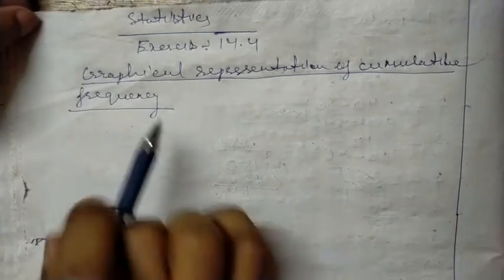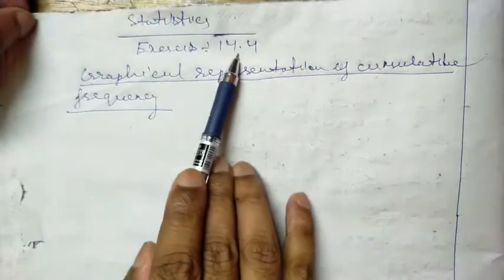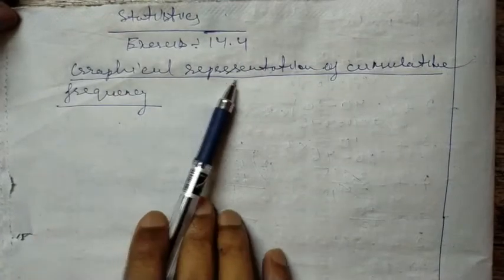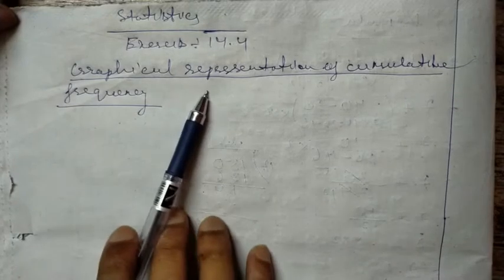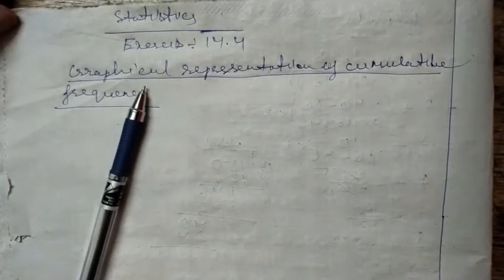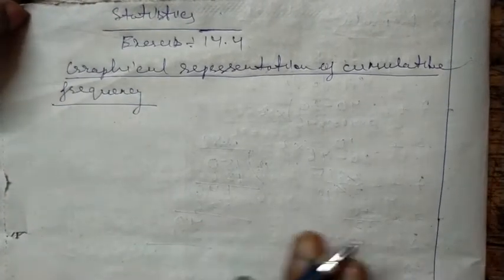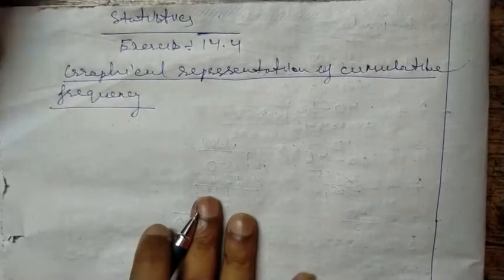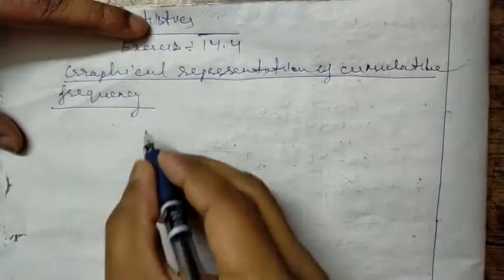Today we are going to study statistics, exercise 14.4, the graphical representations of cumulative frequency. How can we draw the graph of cumulative frequency? What is that process? First of all, we have to draw on a graph. How?